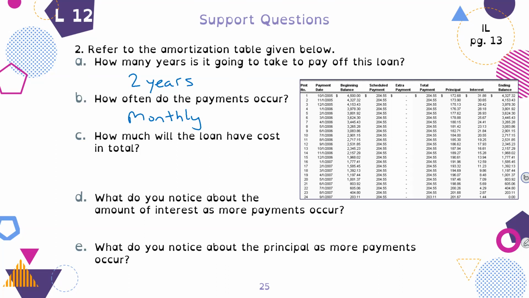How we figure that out is we look at our payments here, and this last payment is small because we only paid everything that we owed. But every other payment is $204.55. So that means we have 23 payments of $204.55 plus 1 payment of $203.11.